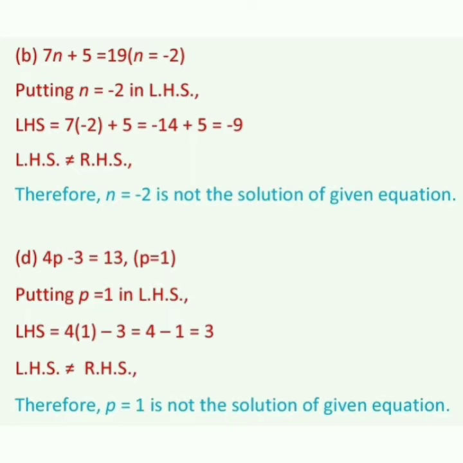Now next 2D. 4p minus 3 is equal to 13 and p is equal to 1. Putting p is equal to 1 in left hand side is equal to 4 into 1 minus 3 is equal to 4 minus 1 is equal to 3. Again, left hand side is not equal to right hand side. Therefore, p is equal to 1 is not the solution of the given equation.